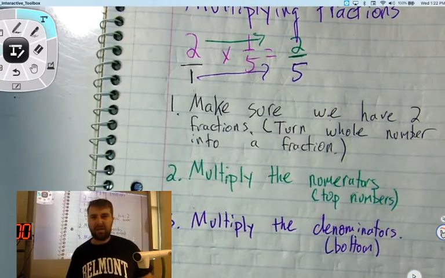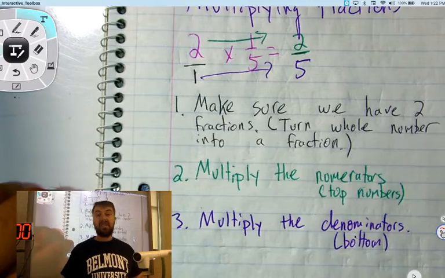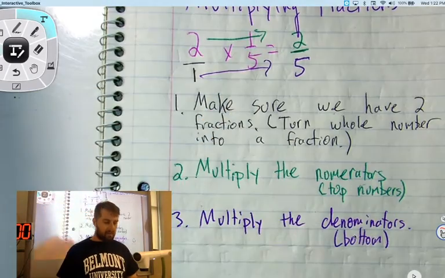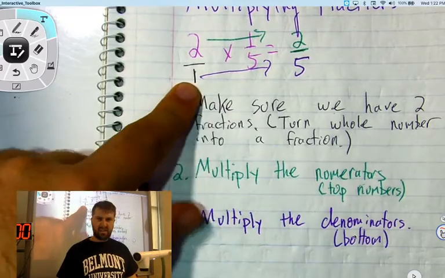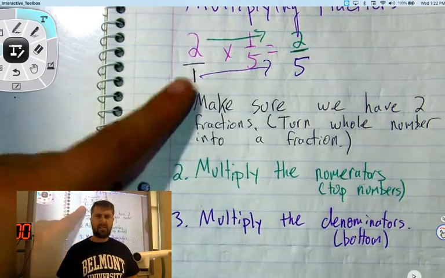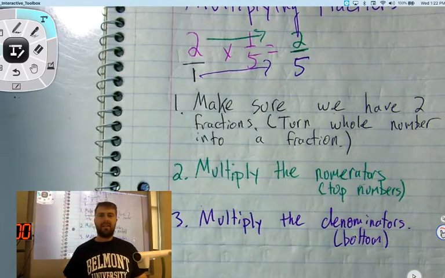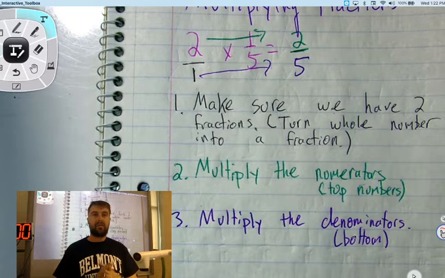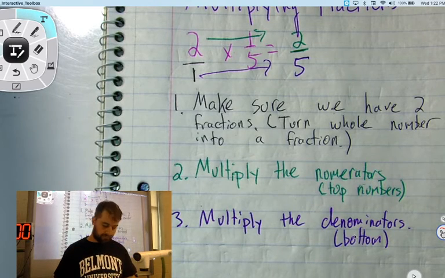Unlike when we're adding or subtracting fractions, our denominator can change. It didn't here, it was still 5, but remember, that 1 is also a denominator, and that did change. So when we multiply fractions, our denominator can change, unlike in adding or subtracting fractions where the denominator stays the same. So let's take a look at what this looks like.